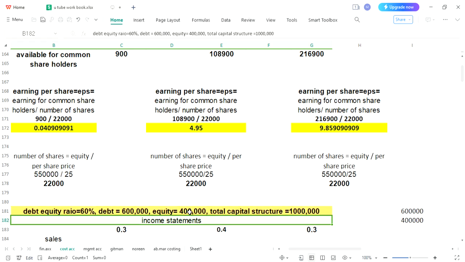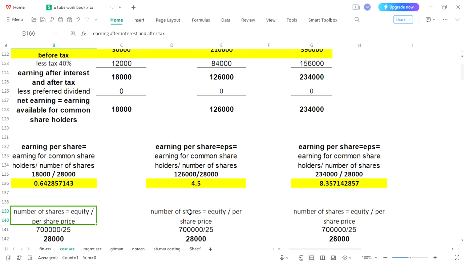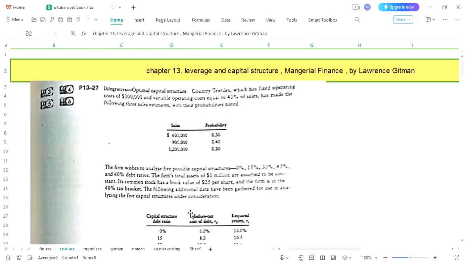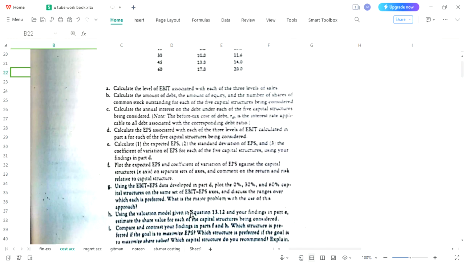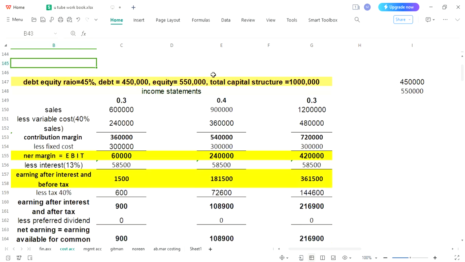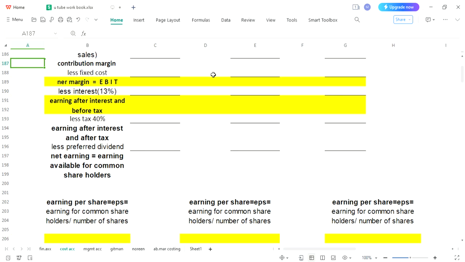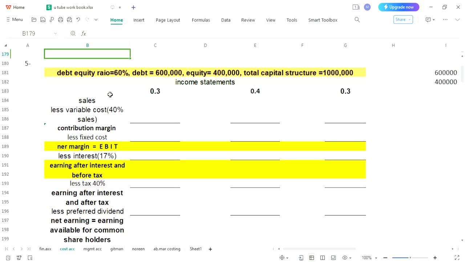When you have changed it, another change is required for this 60% equity. 17% is the cost of debt. That means the rate of interest is 17%. So we need to change this rate as well. Here you will put 17%. So in this way our proforma is ready to calculate. Everything has been altered according to the requirement of the fifth part.